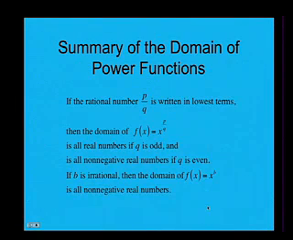Now, let's summarize our findings about the domain of power functions. If the rational number p over q is written in lowest terms, then the domain of f of x equals x raised to the p divided by q is all real numbers if q is odd, and is all non-negative real numbers if q is even. If b is irrational, then the domain of f of x equals x raised to the b is all non-negative real numbers. Well, let's jump right into an example.